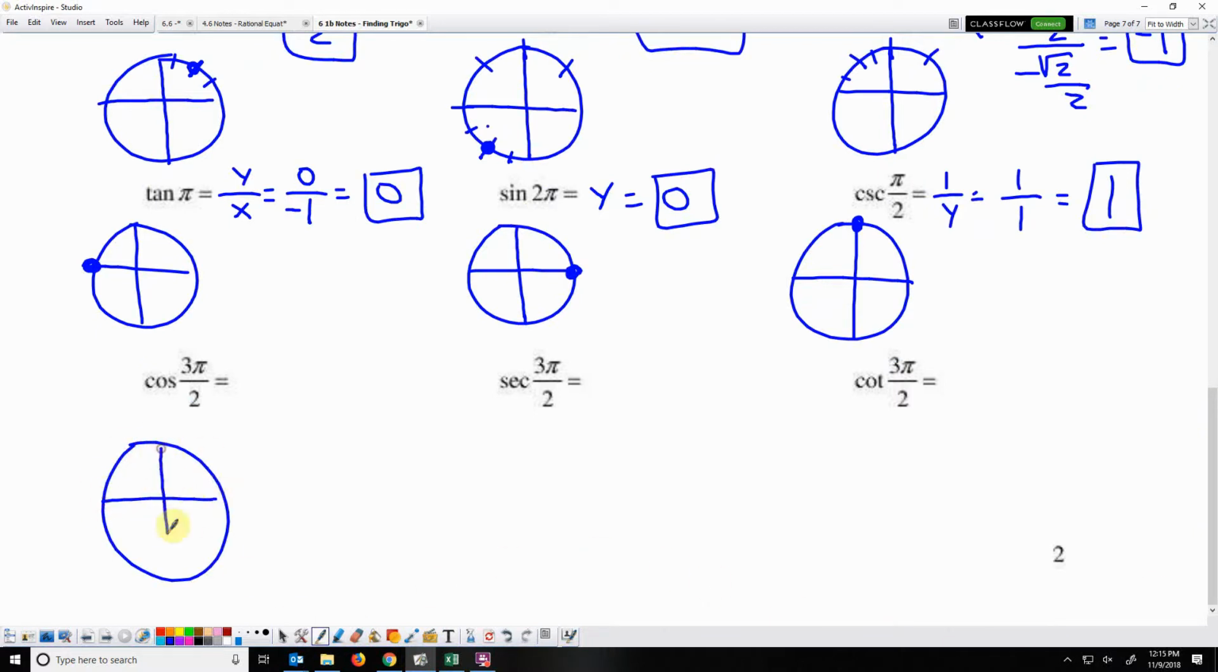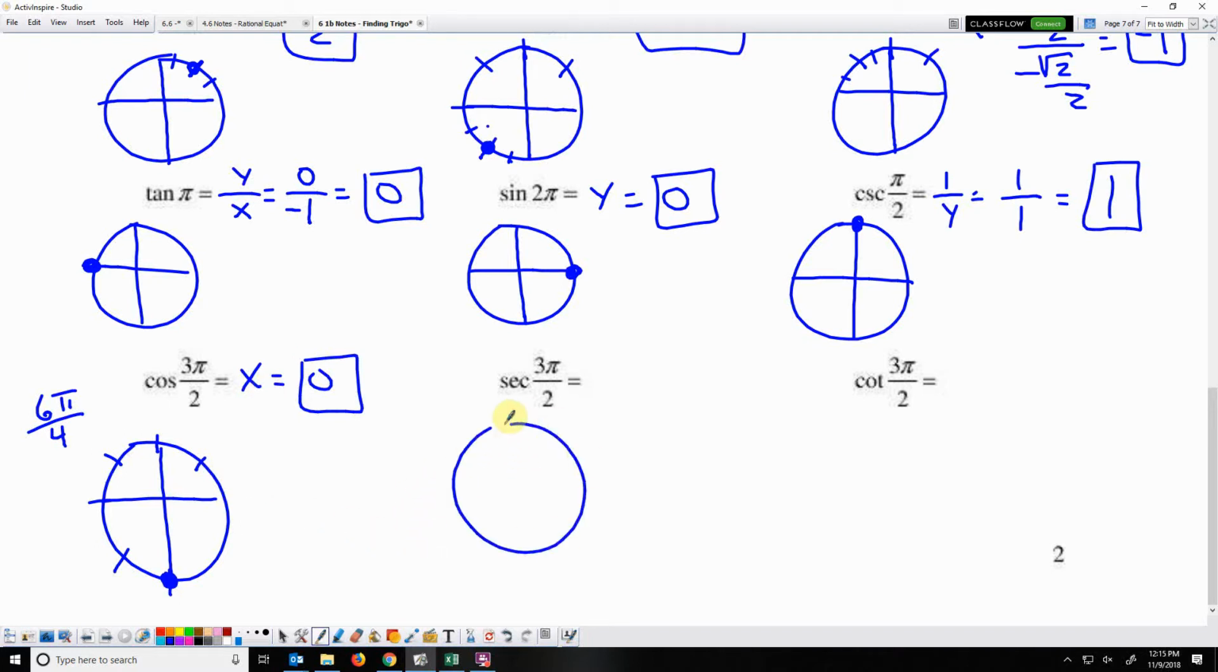Cosine at 3 pi over 2. 3 pi over 2 is the same as 6 pi over 4. 1/4, 2/4, 3/4, 4/4, 5/4, 6/4. It's right there. Cosine is the x value. This is not left or right at all. The x value is 0.